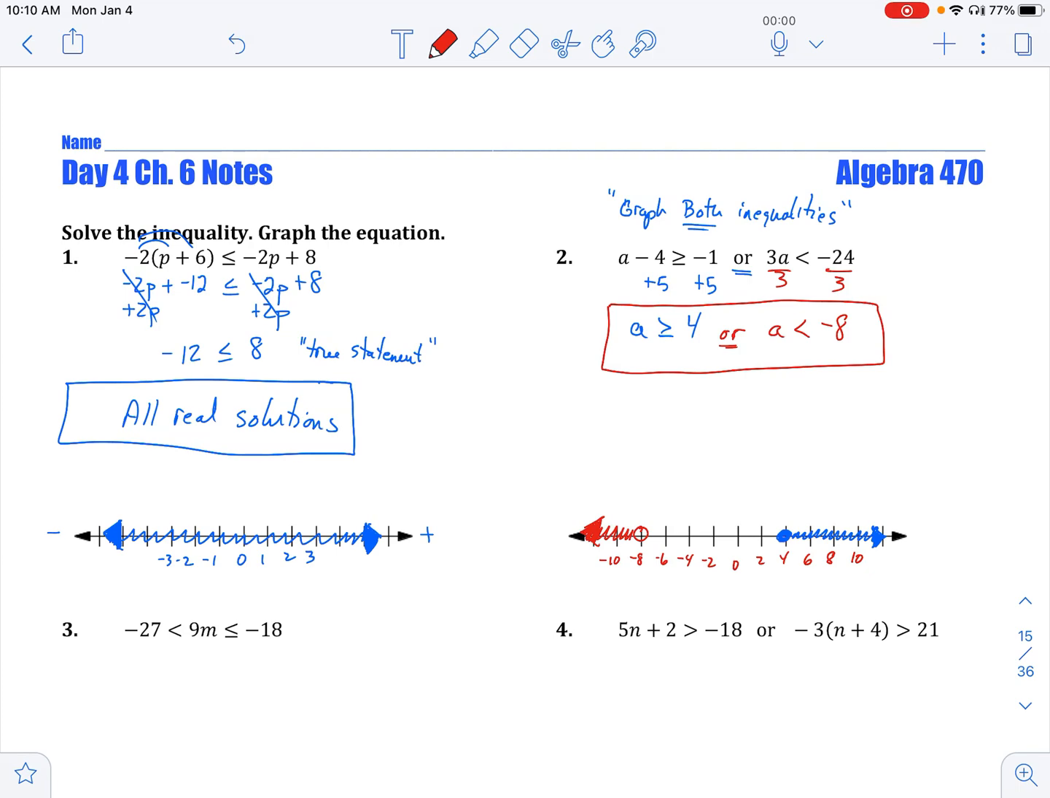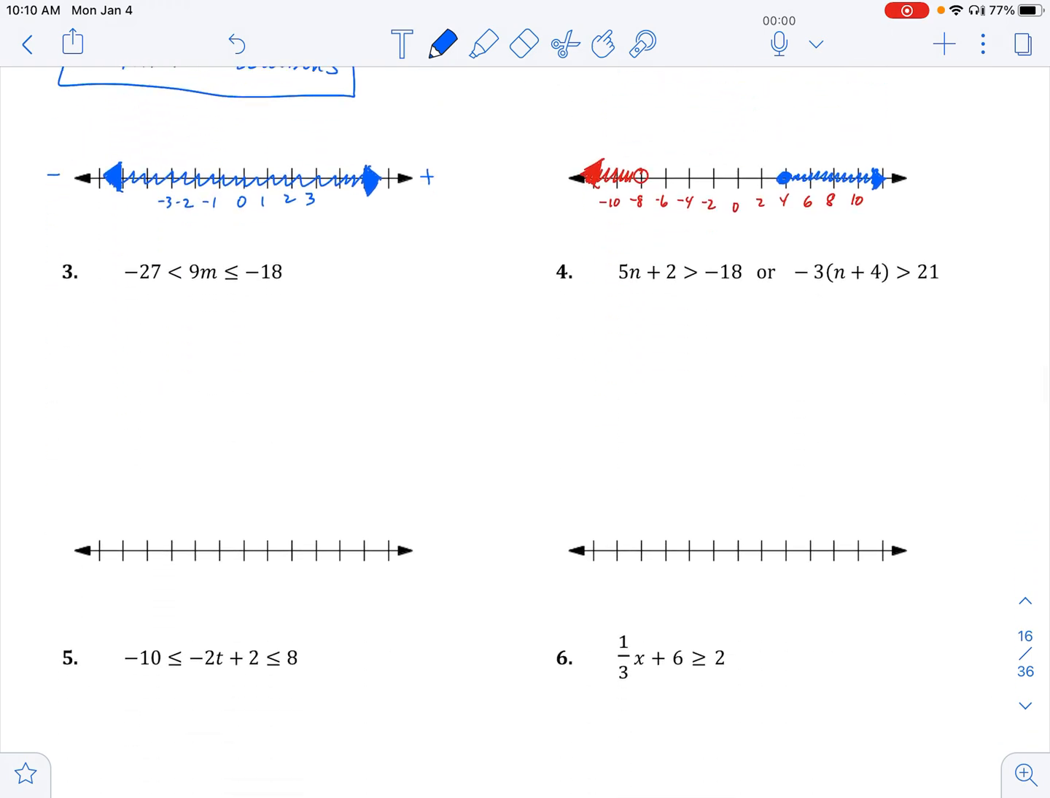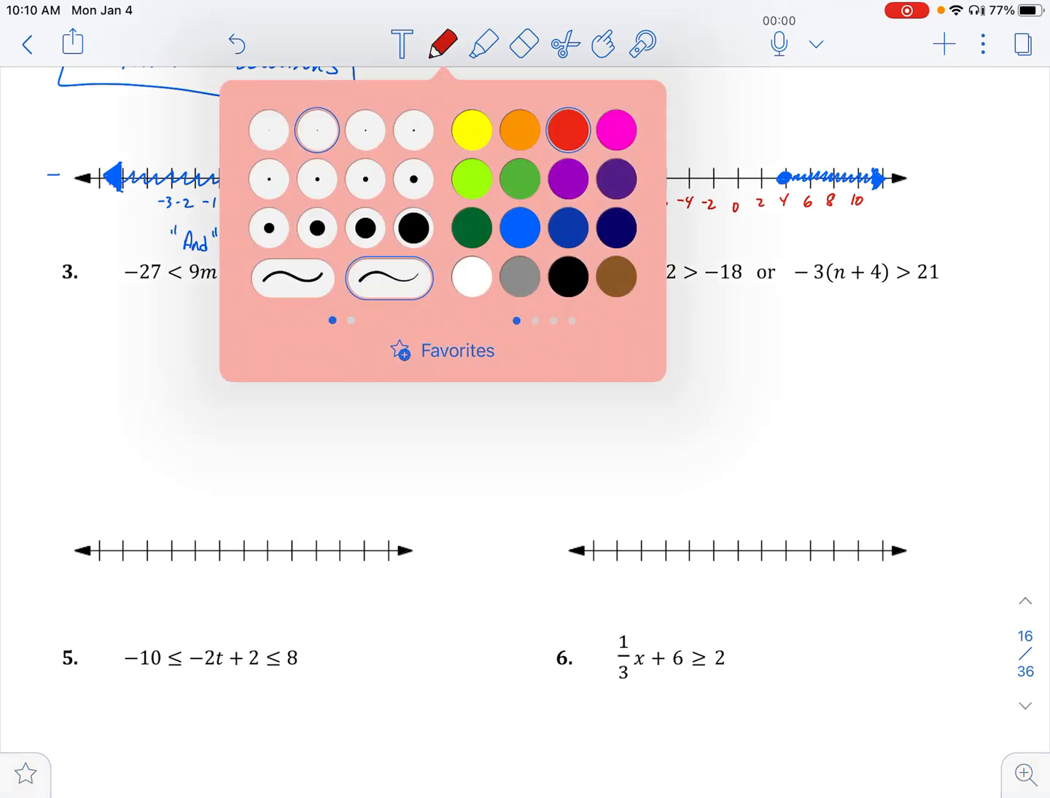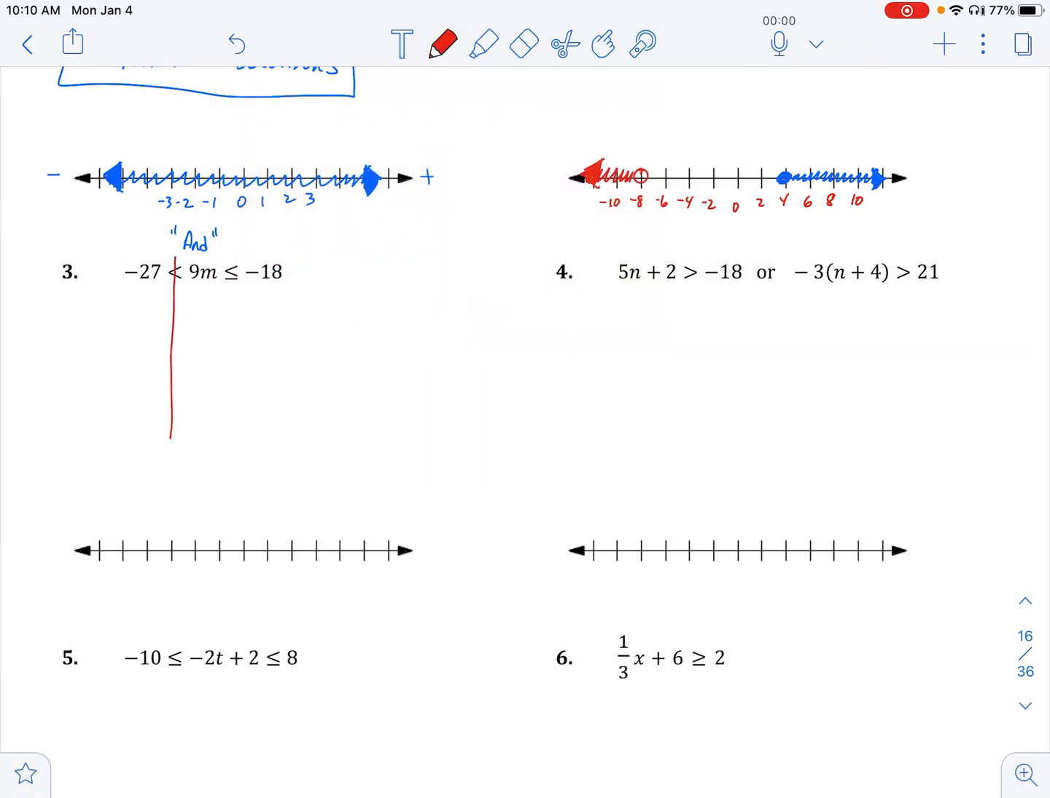In problem number 3, as I read problem number 3, this is read as negative 27 is less than 9m, and, so we're going to make a note here that this is an and, 9m is less than or equal to negative 18. Well, when I like to solve this, I'm going to remind myself this is a compound inequality. When I solve it, I do need to make sure that what I do to the left, I also do to the right. So I'm going to divide by 9 in the left, the middle, and the right.